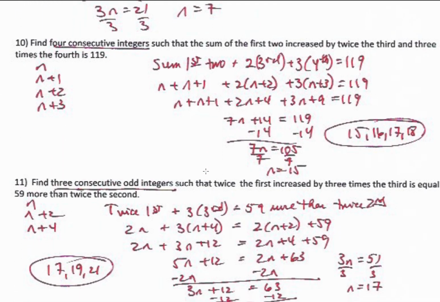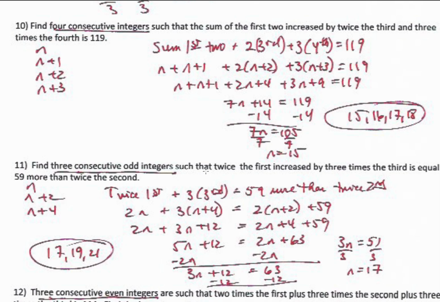Okay, number 10 talks about consecutive integer word problems here. Find 4 consecutive integers such that the sum of the first 2 increased by twice the third, and 3 times the fourth is 119. So the first thing that's real important is the 4 consecutive integers, and I label them here on the side: n, n plus 1, n plus 2, n plus 3. Consecutive in a row, 7, 8, 9, 10, like that. So you go up by ones.